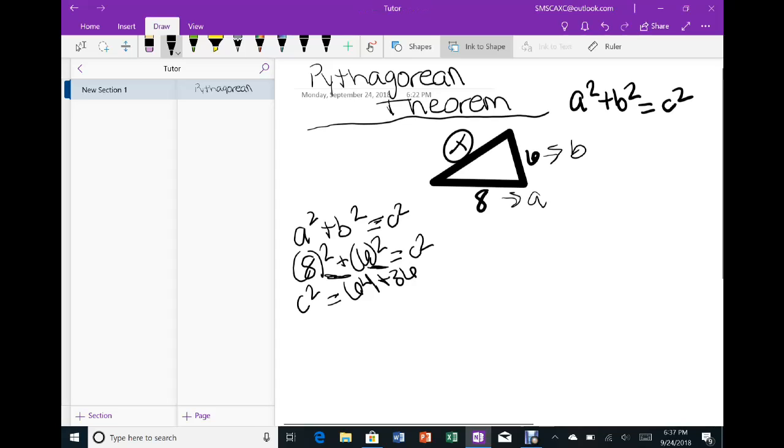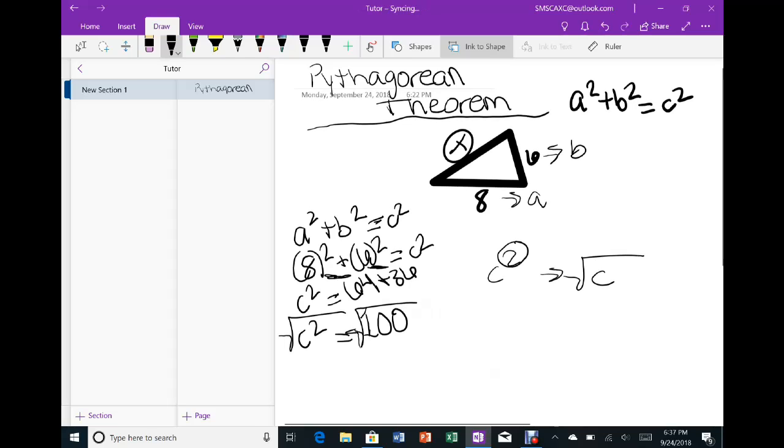So let's get on with it. If you add those up, you get 100. So then you would have c squared equals 100. Well, the opposite of squaring is going to be the square root. So we're going to take the square root of c squared and the square root of 100, and let me write that out a lot neater for you guys. Sorry about that. Now, that's going to get us c equals 10.